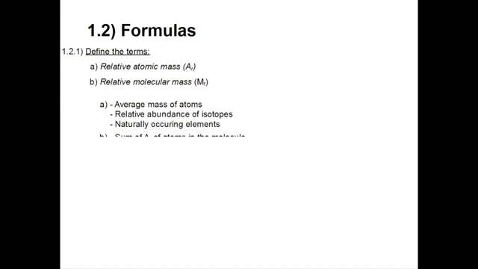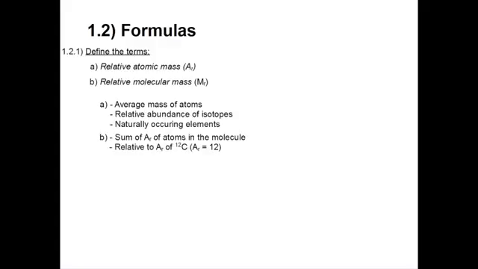Okay, so the next topic we'll take a look at in these videos is topic 1.2, which is about formulas. And the first learning outcome, you have to define the terms relative atomic mass and relative molecular mass. The relative atomic mass is the average mass of atoms. Relative abundance of isotopes is calculated in this as well, and is only for naturally occurring elements.